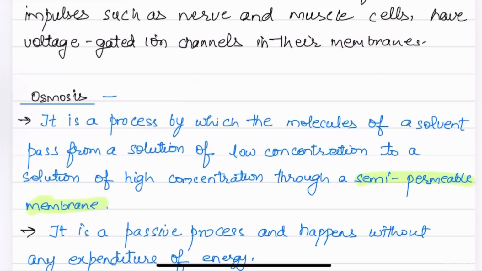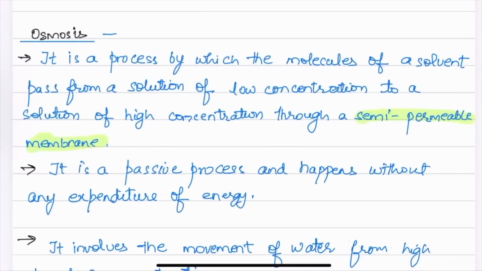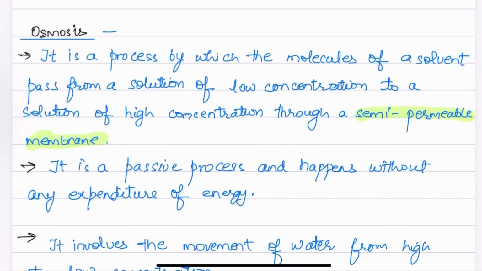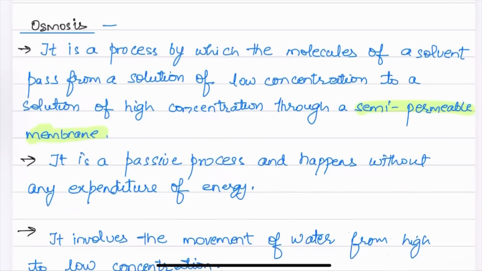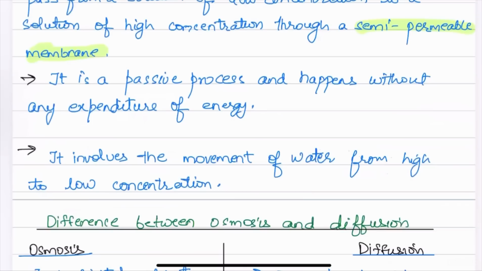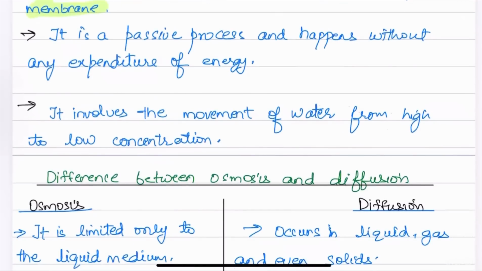Next, we have osmosis. Osmosis is totally focused on water potential. It is a process by which molecules of a solvent pass from a solution of low concentration to a solution of high concentration through a semi-permeable membrane. It is a passive process and happens without any energy usage. It involves the movement of water from high to low concentration.